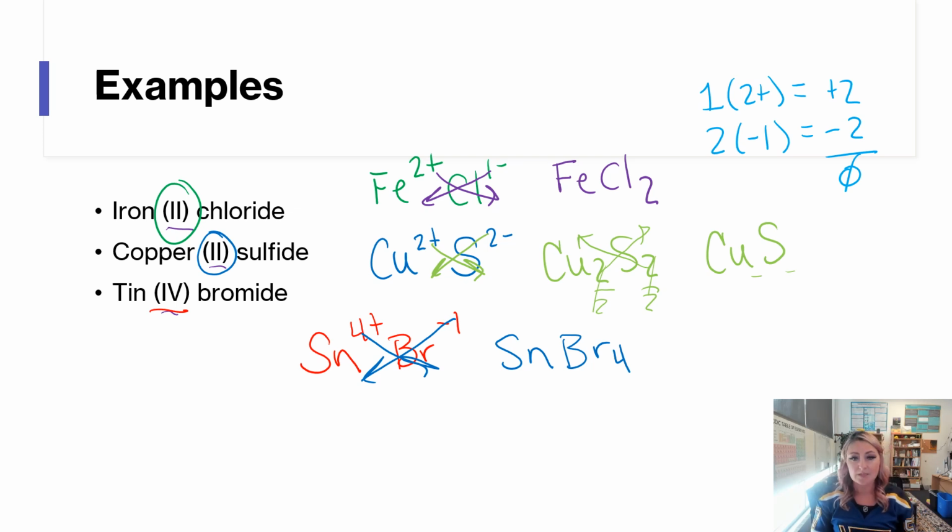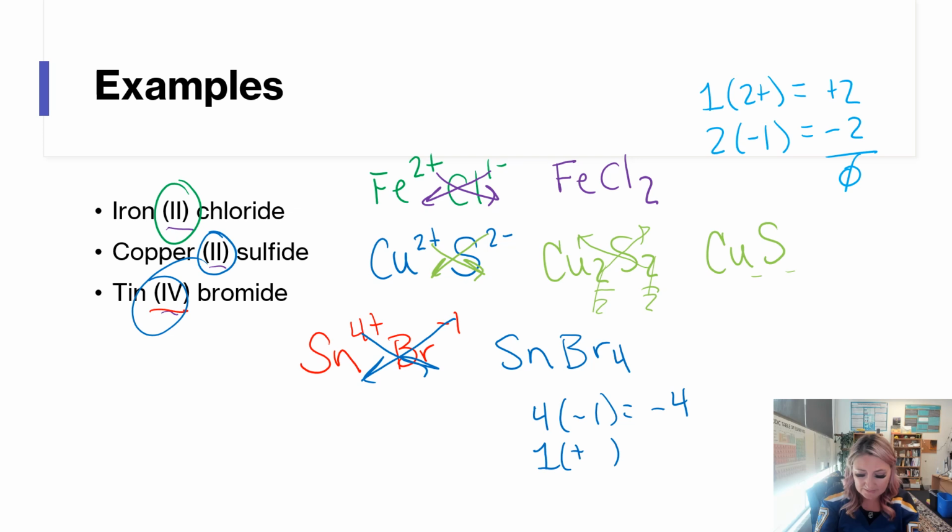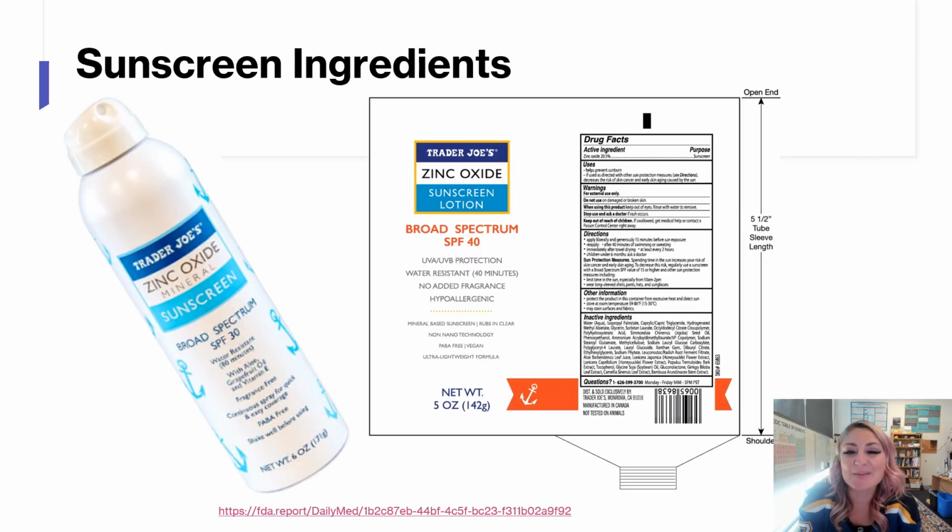I'm not going to write the 1 because chemists are kind of lazy about the writing. SnBr4. Let's double check. We have 4 -1 charges, and we have 1 tin, which I'm told has a +4 charge. Those are opposite but equal, and they cancel. I've done everything correctly.